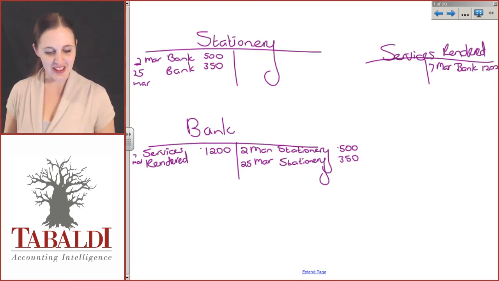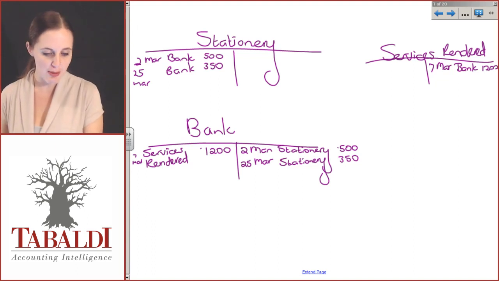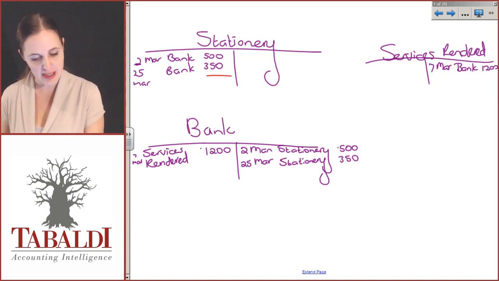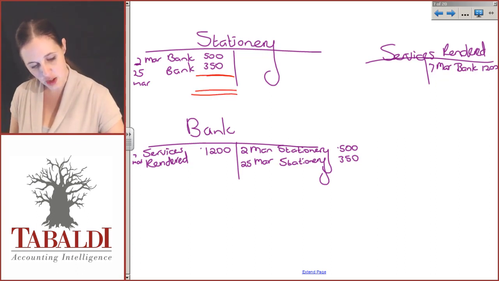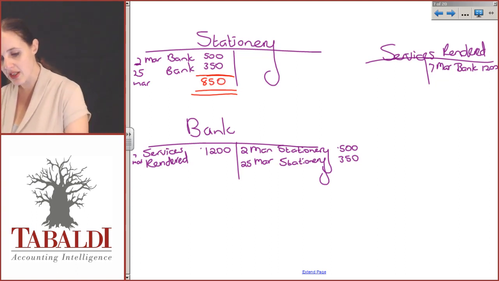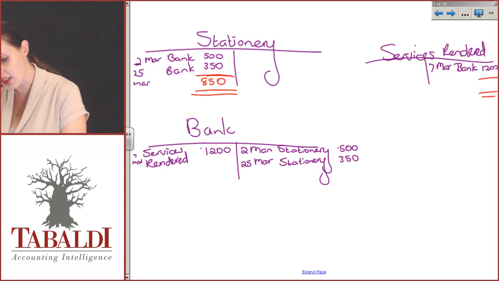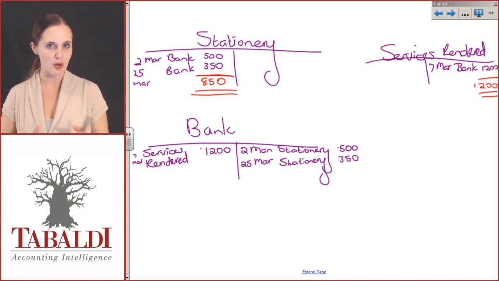So when we take a look at this now, if we want to total these at the end of the month, if the manager comes back and says, look, how much did we actually spend, or if the owner comes back and says, how much did we actually spend on stationery, then I can just add that up. That's 850. In services rendered, it's very easy to get a total because there was only one sale, and that was for 1,200. The problem here is, how do we deal with the bank account?